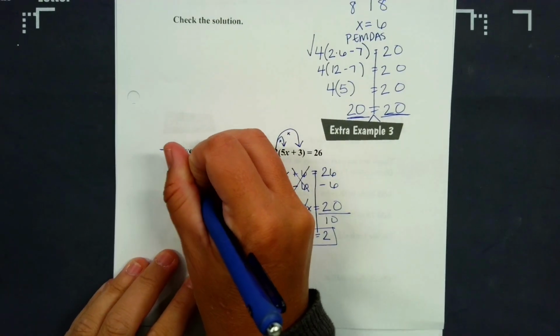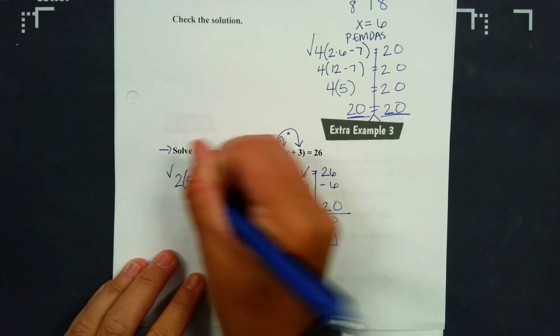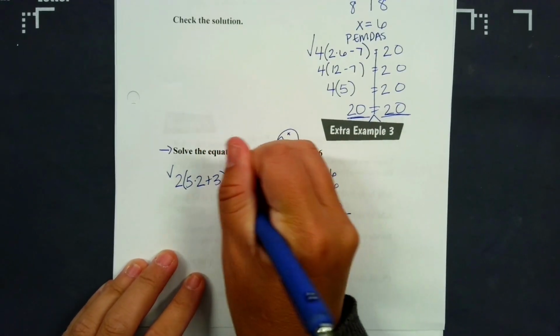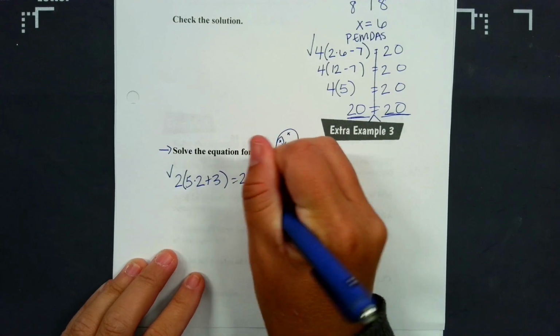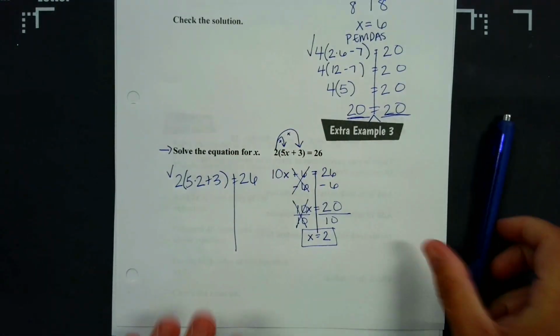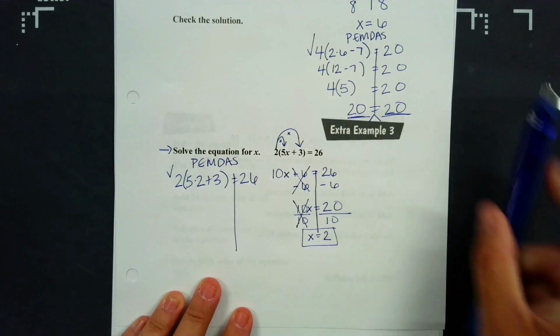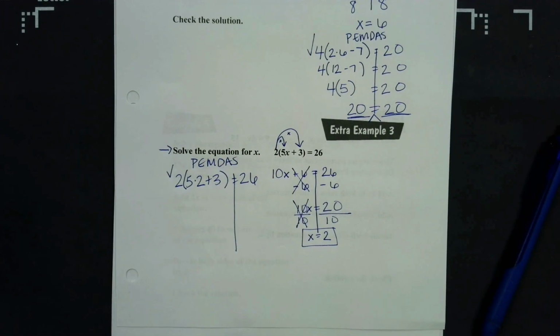2 (5 times 2) plus 3 equals 26. You notice I'm writing that above every single time I check? The reason I do that is because it's reminding me that I'm not balancing anymore, that I'm using PEMDAS.